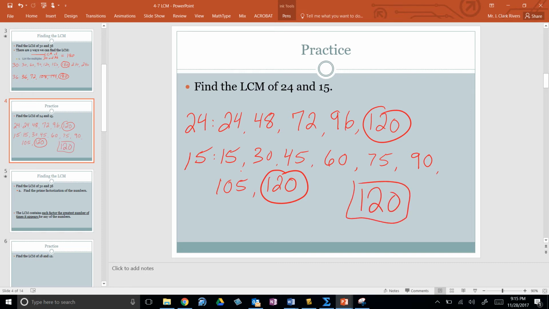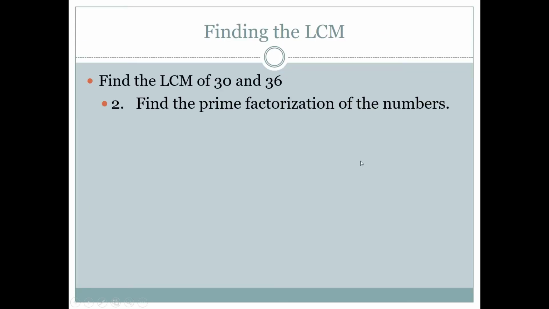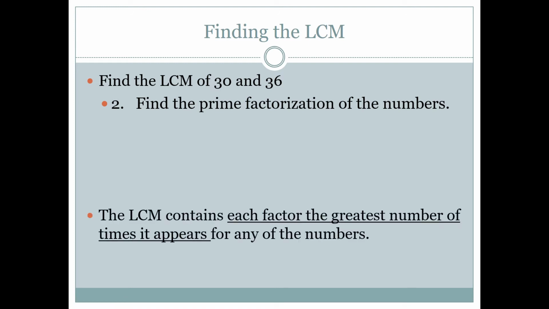There we go. Now we have another method of finding the least common multiple. And that method is this. We can find the prime factorization of these numbers. So that looks like this. 30, we're going to make a factor tree. 2 times 15. 15 is 3 times 5. Okay, so let me write that out. This is 2 times 3 times 5. That is 30, the prime factors of 30.